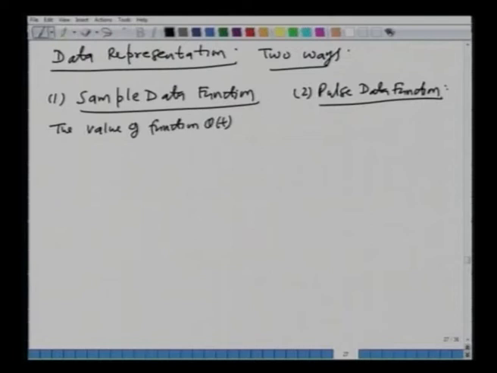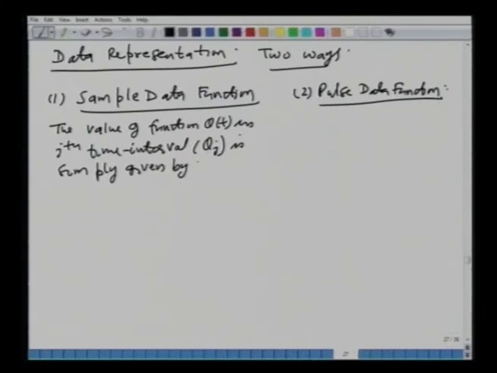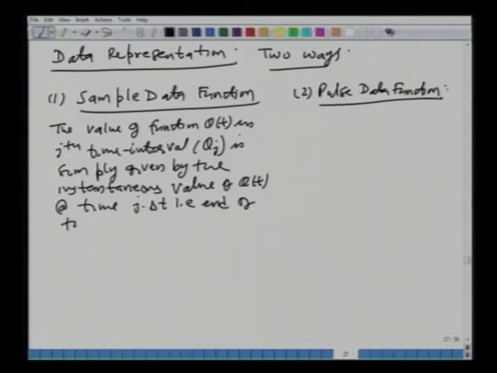So, here we say that the value of a function, let us say the function is q, in the jth time interval, and we will say that it is qj, is simply given by the instantaneous value of your qt, that function, at time j delta t, that is at the end of the time interval.